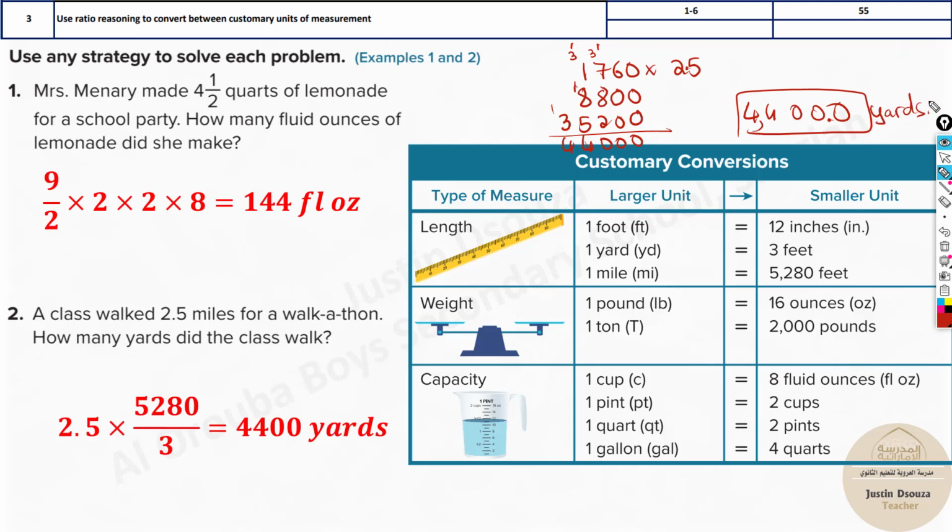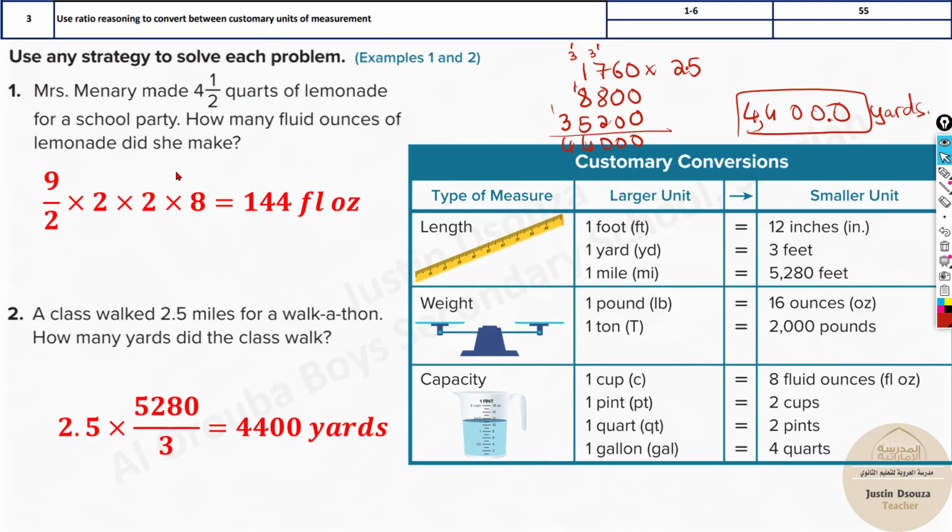So this is a little bit tricky, but anyways, this is the method. First, you need to convert miles to feet because there is no direct conversion from miles to yards. So we do miles to feet and then from feet to yards. For feet to yards, you must divide by 3. Then you will get yards. Why? Because you can see feet is too small. Yards is bigger than feet. So you divide. When you're reducing it, you divide. When you're increasing it, you multiply.